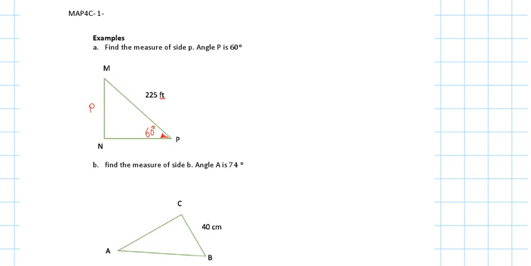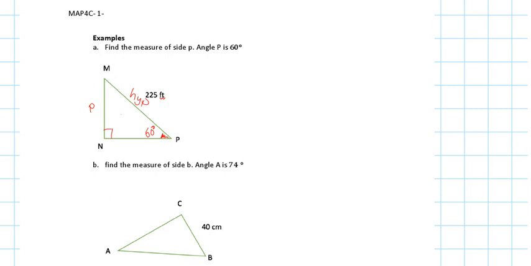So let's name the triangle. It's a right angle triangle. So since it's a right angle triangle, what do I call the sides? What are the 3 names? Opposite, adjacent, hypotenuse. So let's start with the hypotenuse. Which side is the hypotenuse? MP, right? So this is your hypotenuse.